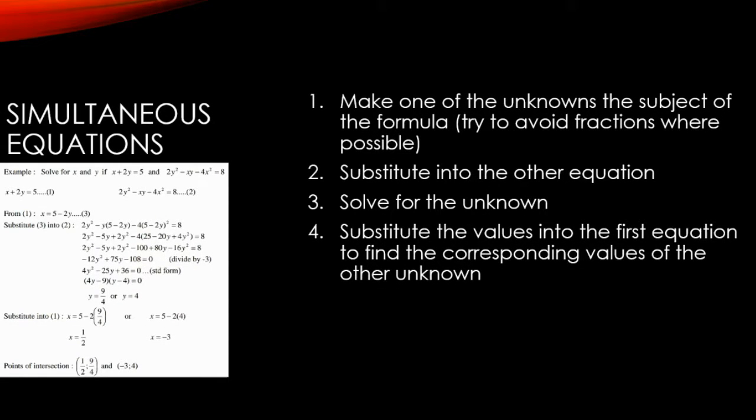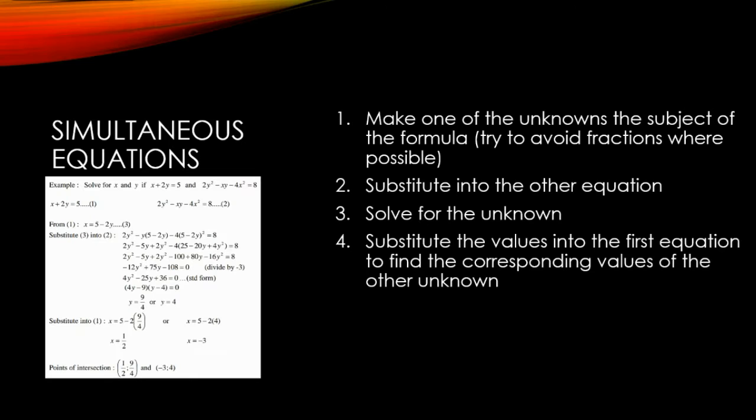Simultaneous equations. Simultaneous equations are basically when you're asked to solve for two unknowns at the same time. So the first thing you do is make one of the unknowns the subject of the formula, but try to avoid fractions where possible. Next, you substitute into the other equation and solve for the unknown, and substitute that unknown into the first equation to find the other corresponding value.